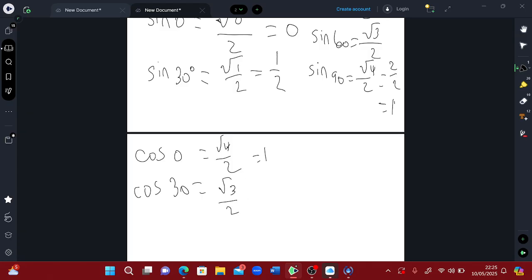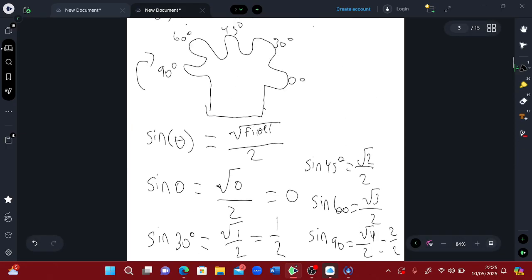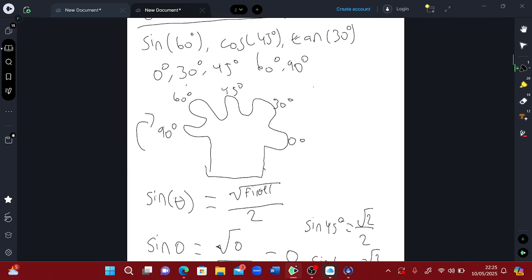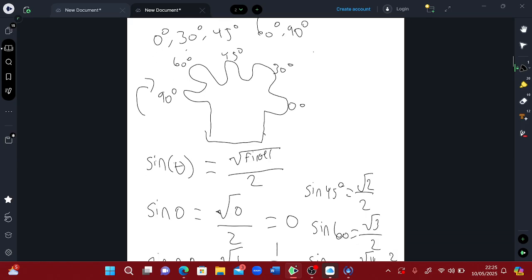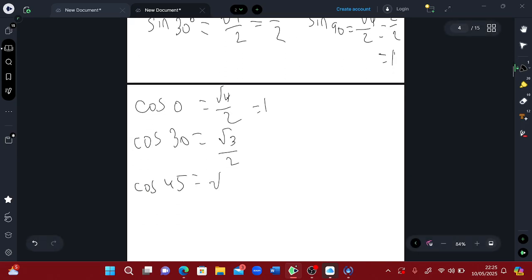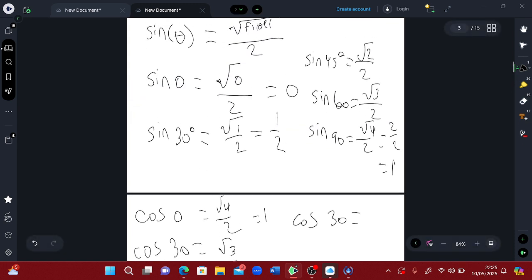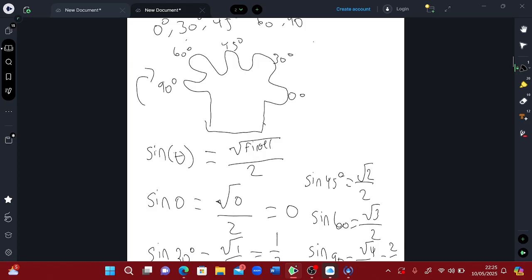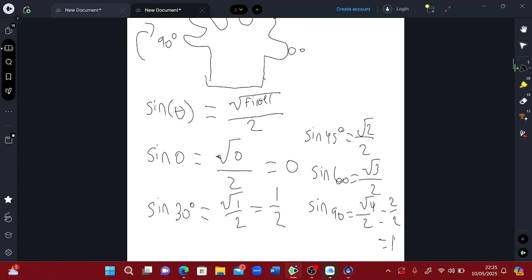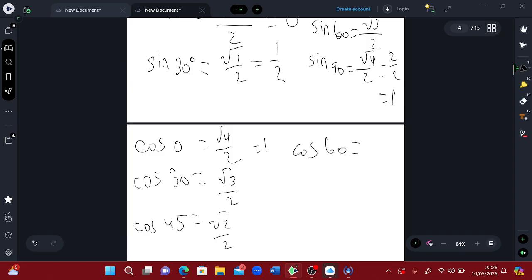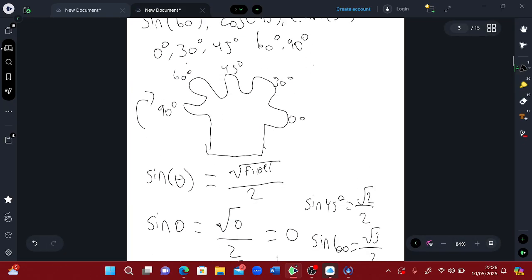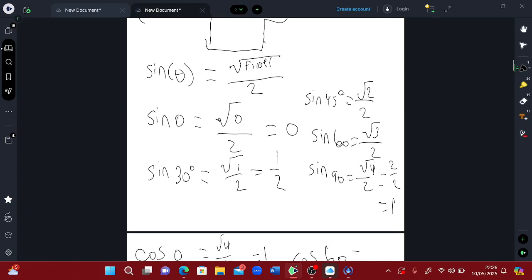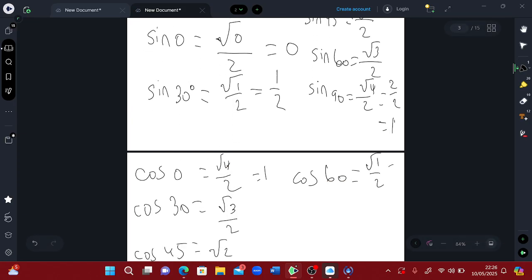And we can't do anything more with that. Cos 45 is, again, you're going to move 2 fingers from the starting one. Root 2 over 2. And then cos 60, sorry, we did cos 30, didn't we? Cos 60 will be one finger moved, so root 1 over 2, which is just a half.